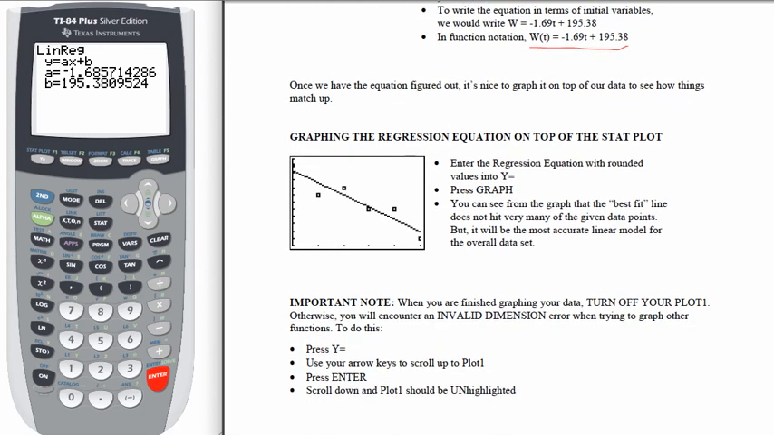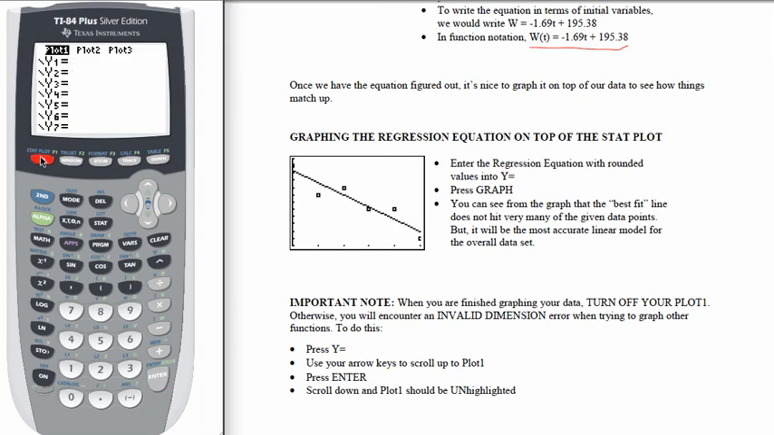Now what we want to do is to plot that equation, to graph it using our calculator and see what it looks like compared to the data that we have. So we're going to leave our plot on, and in the y1 we're going to enter negative 1.69, in this case x, plus 195.38. So there's our regression equation. It is our rounded equation. Then I'm going to press graph, and that's going to give me the picture of the line of best fit.